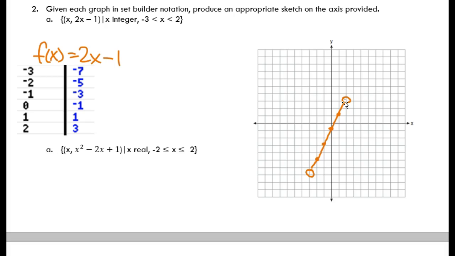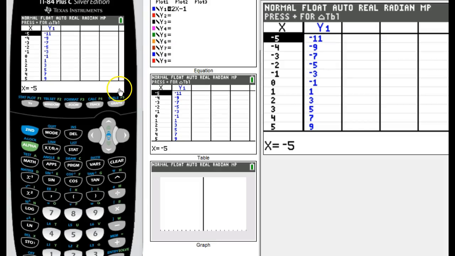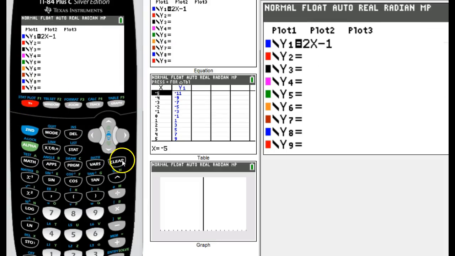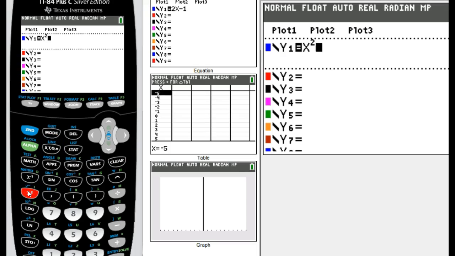Alright, we're going to do this little function that we're going to see a lot more of next unit. This is called a quadratic. It'll end up looking like a parabola, but it'll only look like part of a parabola. Alright, I'm going to get our calculator back up. We're going to clear our y equals out. And we're going to enter this new one in. It is x squared minus 2x plus 1.